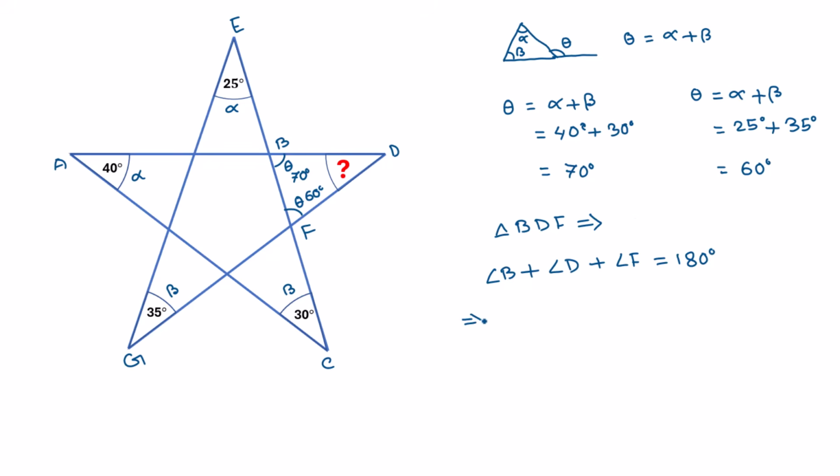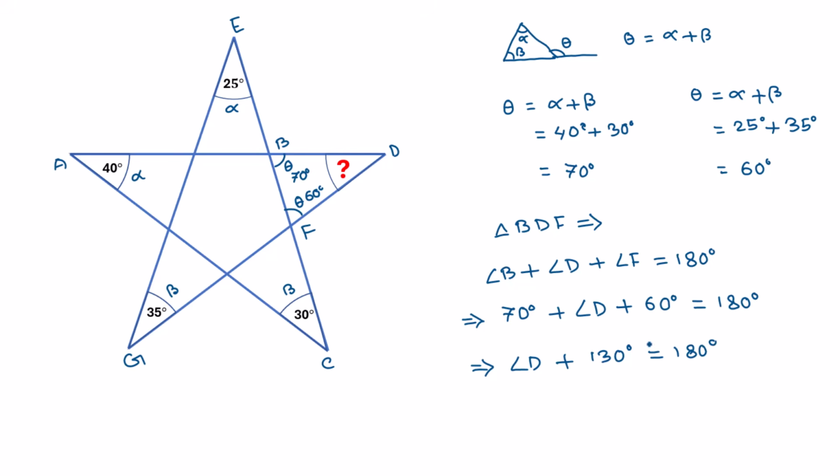Now if we substitute the value of angle B as 70 degrees, which we found here, plus angle D, plus we have found angle F is equal to 60 degrees, that is equal to the right side, 180 degrees. So angle D plus 70 degrees plus 60 degrees, which is 130 degrees, is equal to 180 degrees.